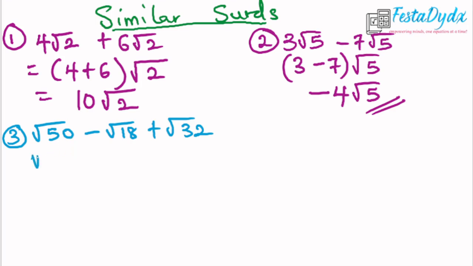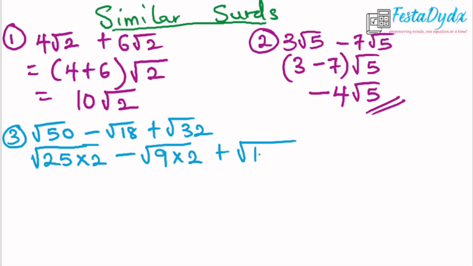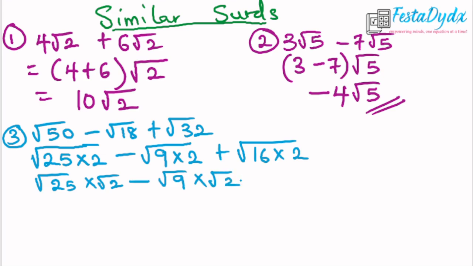So for root 50, we can break it down and factor it into 25 times 2. So whereby 25 times 2 gives us 50, but we can get the square root of 25, which will give us 5. Now we'll move to 18. So minus root 18, 18 gives us 9 times 2, plus root 32, 32 gives us 16 times 2. So if we observe, 9 is a perfect square and 16 is also a perfect square. So now we are going to split this: root 25 times root 2 minus root 9 times root 2 plus root 16 times root 2.